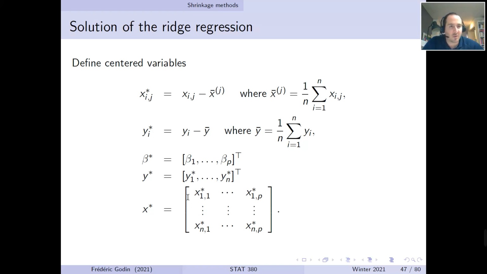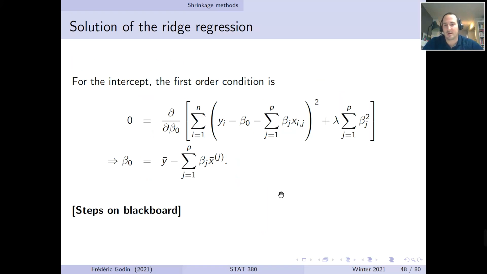Because when you center the ones, the average of ones is just 1, so it would be a column of 0s, and here we don't put it there. Okay. So this is the design matrix of centered observations, where the first column containing only 1s is not there anymore. Okay. So now we want to solve for the parameters beta within this ridge regression.